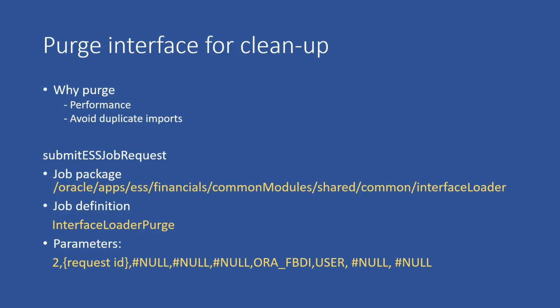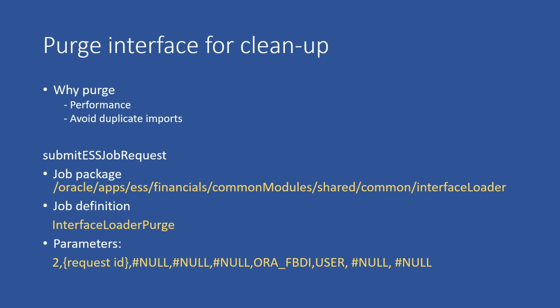Before we wrap up, there's one more important step I want to mention, that is to purge the interface tables. So why do we want to purge the interface tables? There are actually two good reasons. The first one is performance. The interface tables in Fusion are actually the staging tables. So if we don't purge the data, it just keeps growing. And over time, it might really hurt the performance.